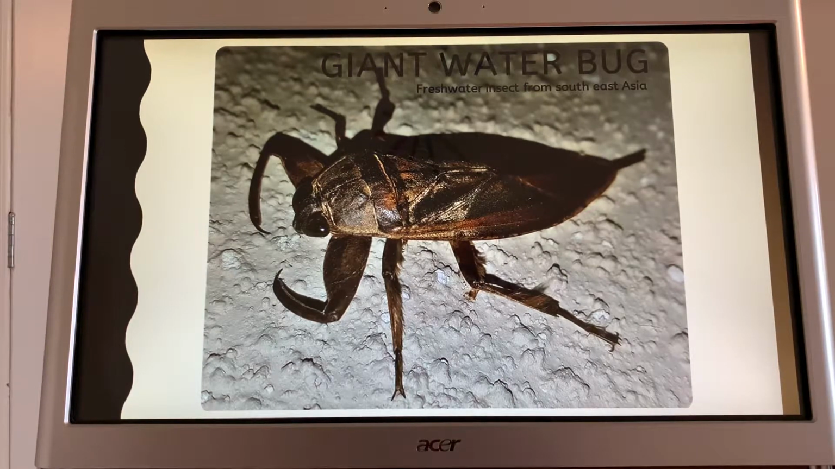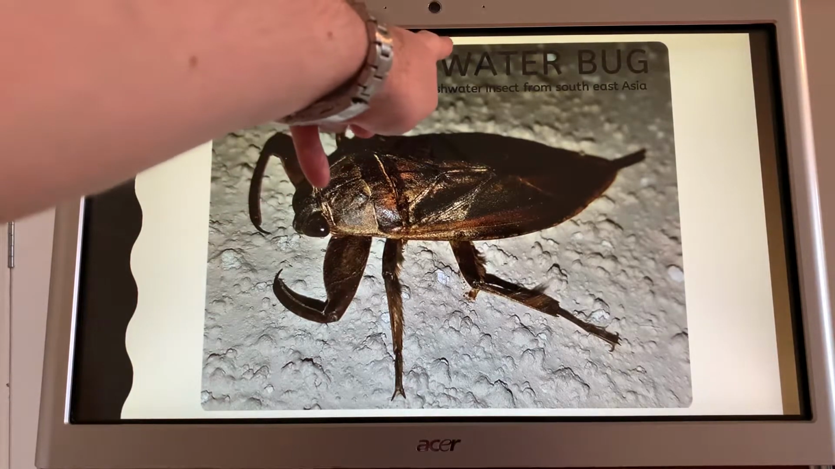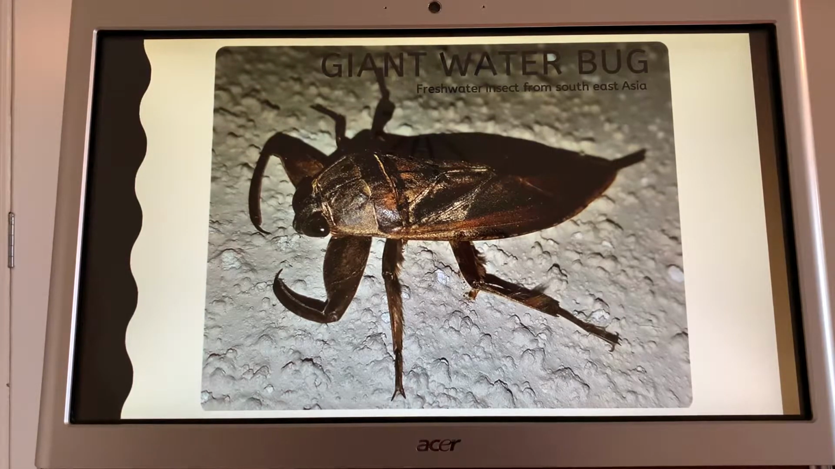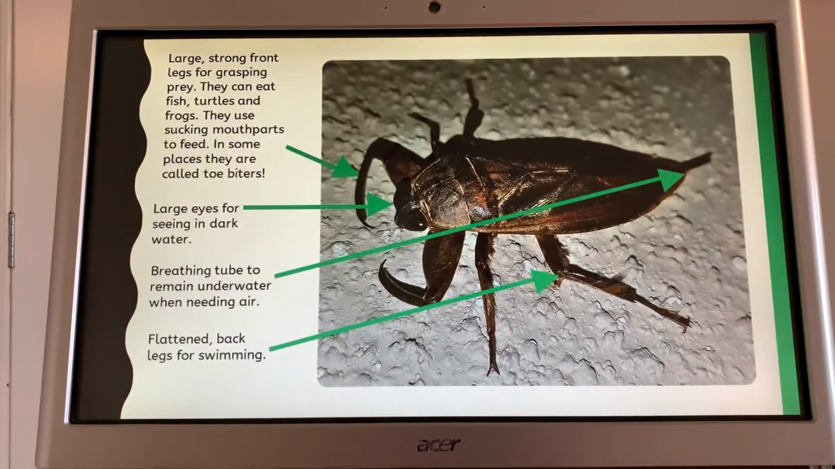Giant waterbug. Now this freshwater insect is from Southeast Asia. Now looking at its body, can you see any adaptations? Thinking it's called a waterbug, I'd imagine it lives on or near water. Does anything there, looking at its body, give you a clue as to what might help it if it's in or on the water? Let's find out.